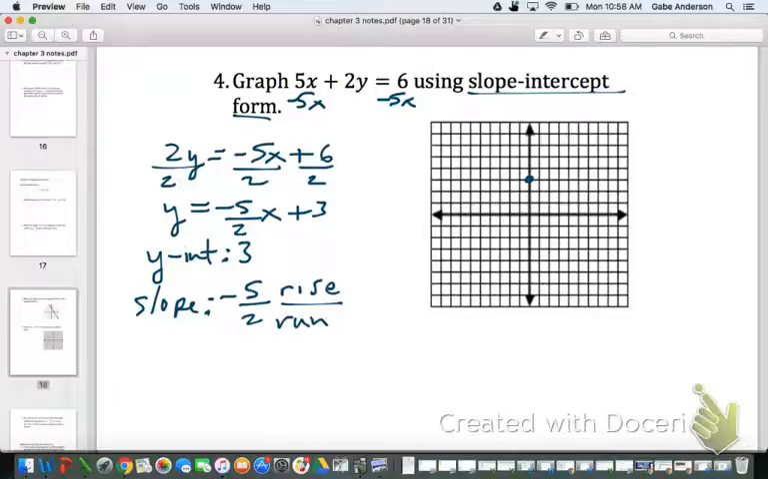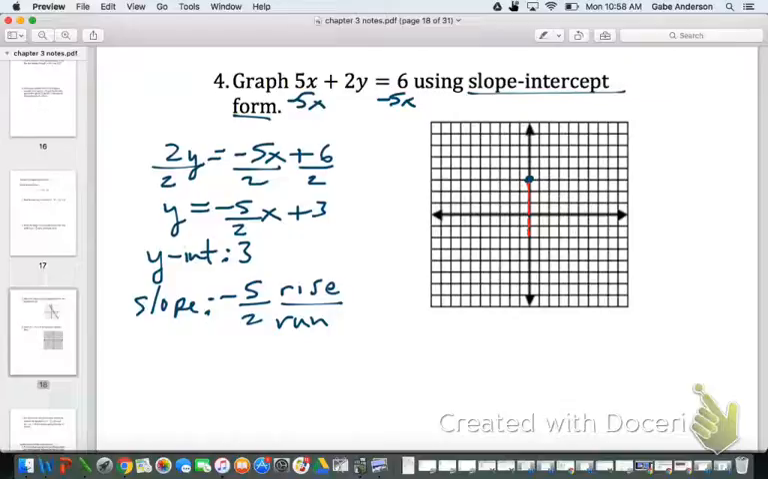Here's what I want you to do. Here's what I would expect on a quiz, test, whatever. I want to actually see you counting off your slope. Here's how you would represent that. My rise is negative 5. So starting at my y-intercept, I'm going to go down 5. So I'm going to go down 1, 2, 3, 4, 5, right there.